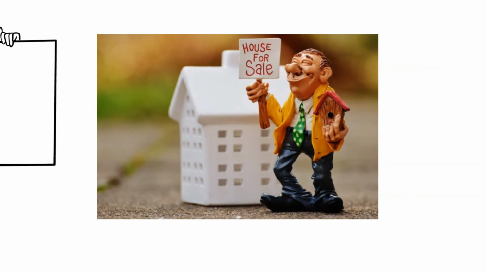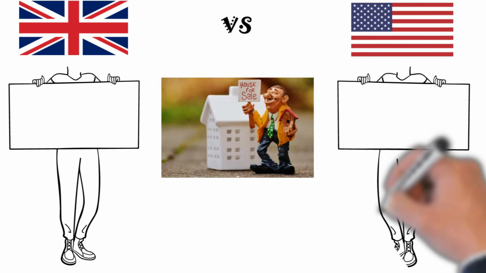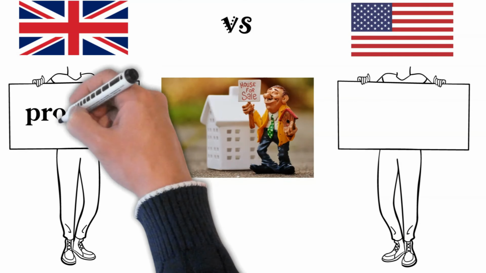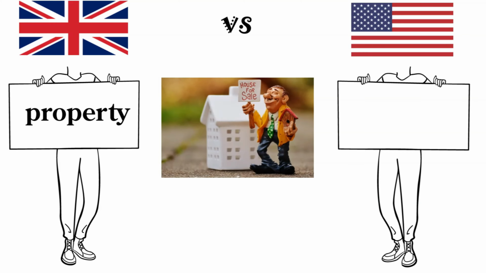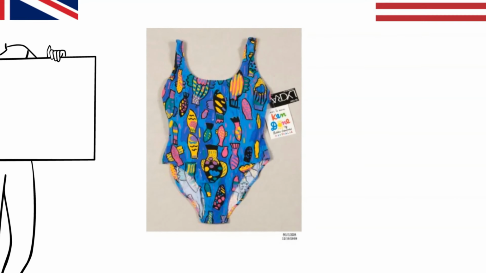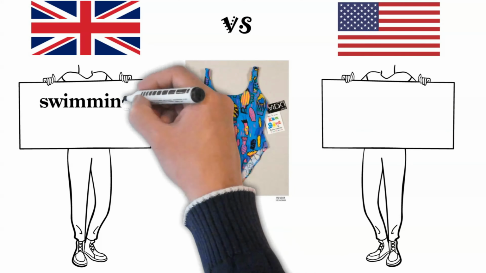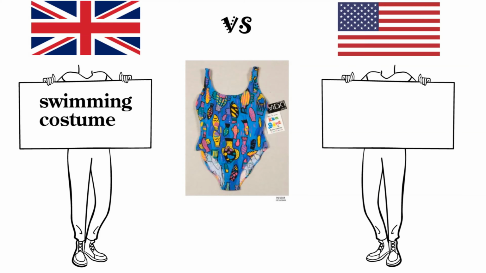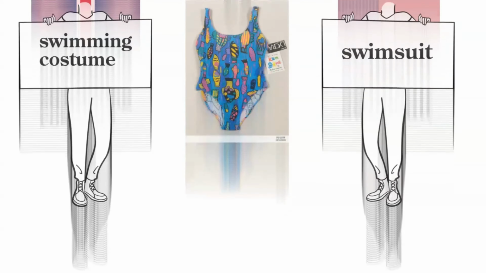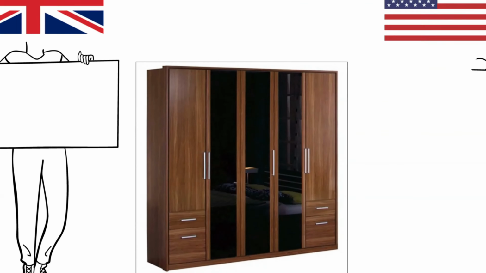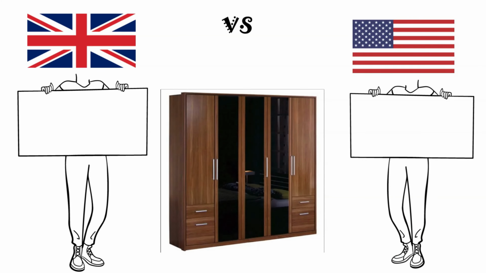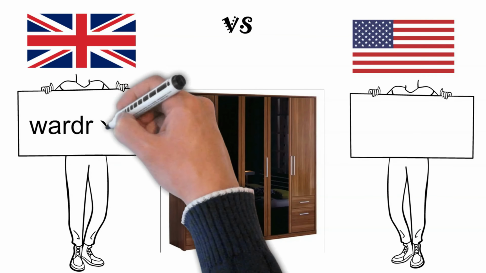So, in Britain, if you want to sell a house, the word we use is property. In American, if you want to sell a house, first you have to go to a real estate company. As you can see, in Britain, we call it swimming costume. In American, we call it swimsuit. So you see, in Britain, we call it wardrobe. In American, we call it closet.